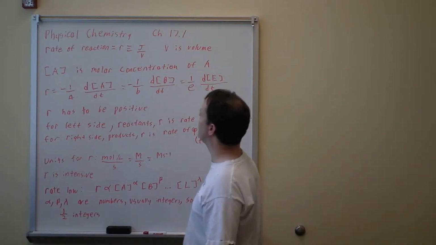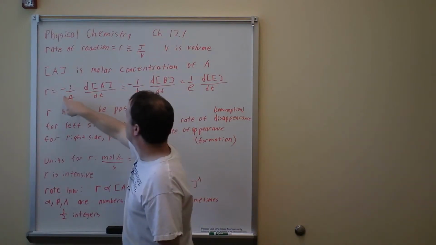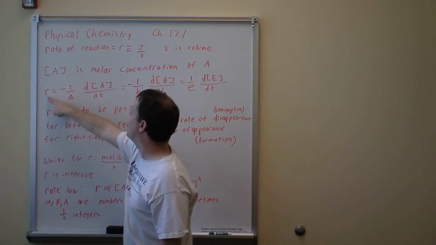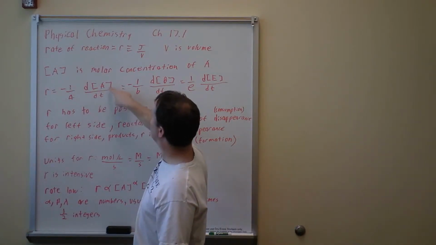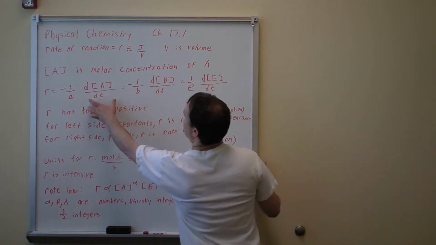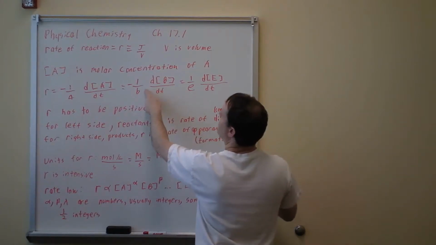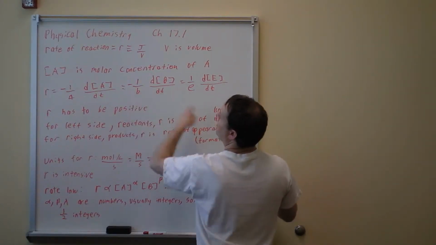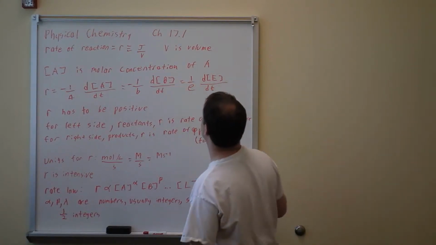So this rate here, using J and converting units, substitution, we've got this lowercase r, rate of reaction, is equal to minus 1 over a times the differential of the concentration of A divided by the differential of time. And so that's going to be the same for any of the reactants with a minus sign in front. So you've got minus 1 over b, the minus sign tells you it's a reactant, times the differential of the concentration of B divided by the differential of time.